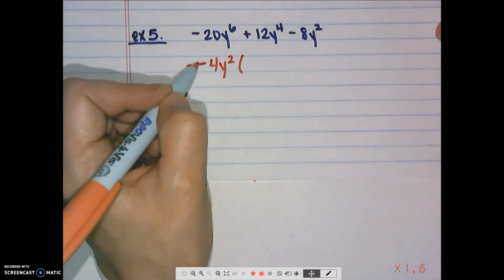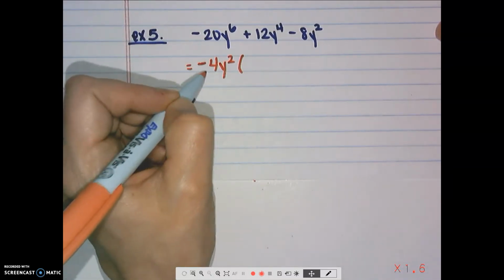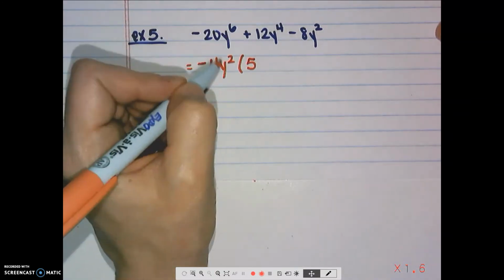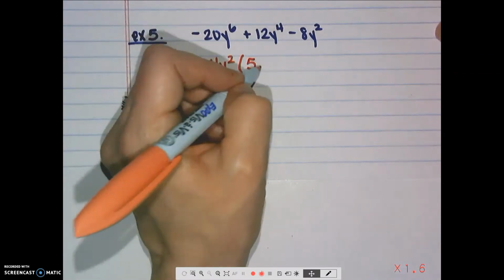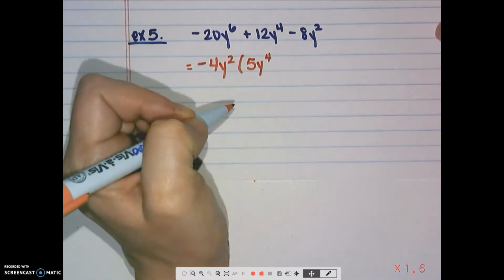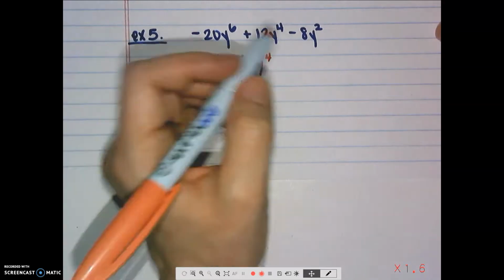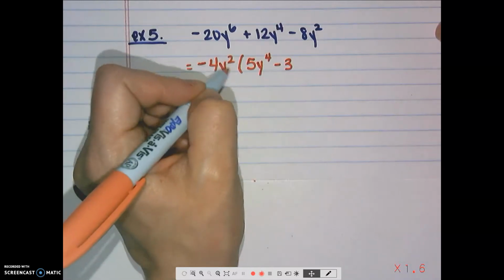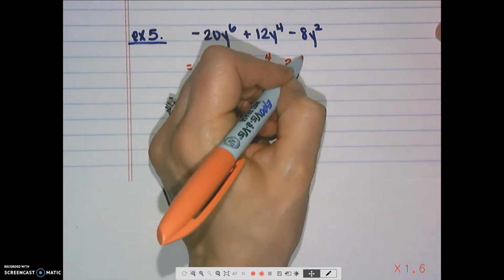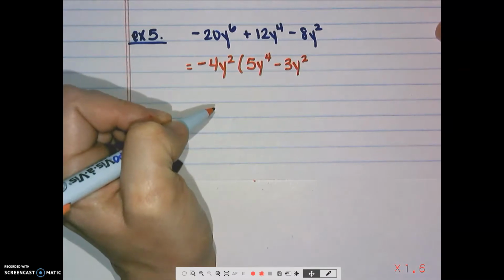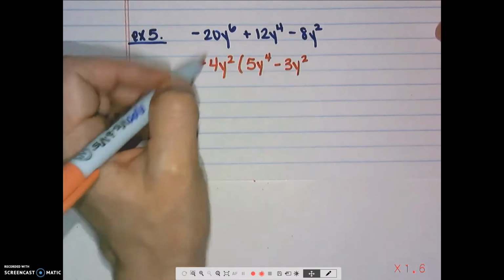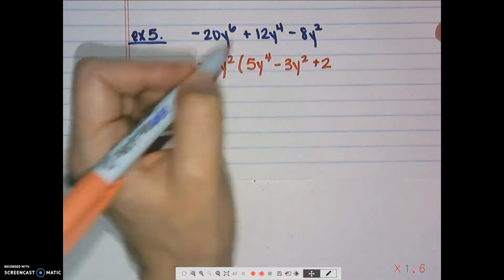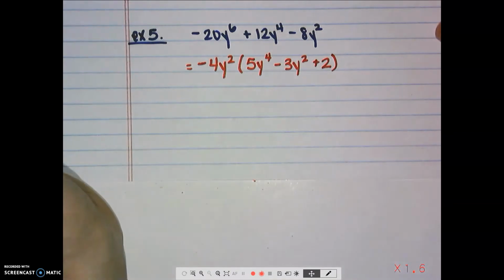Now be careful when this is a negative, because negative 20 divided by negative 4 changes this to be a positive 5. If we have y to the 6th and we got rid of 2 y's, that means we would have y to the 4th left. 12 divided by negative 4 is a negative 3. We had 4 y's. We got rid of 2 y's. So that means we're going to have 2 y's left. Negative 8 divided by negative 4 is a positive 2. We had 2 y's. We got rid of 2 y's. So there's no y's left. Okay.